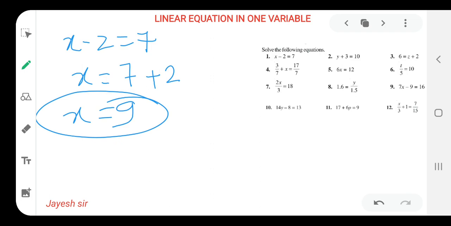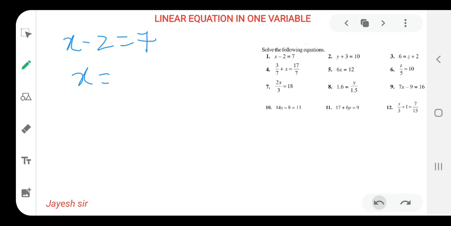This is called a linear equation because the power of x is 1. Here also the power of y is 1. Here also the power of z is 1. So all the given expressions and the sums are in linear variables. That means all are linear equations. So let's begin with our second sum.